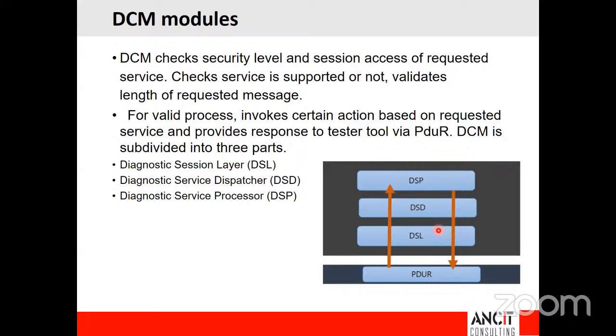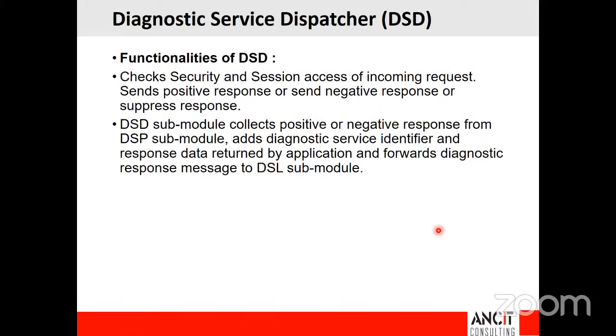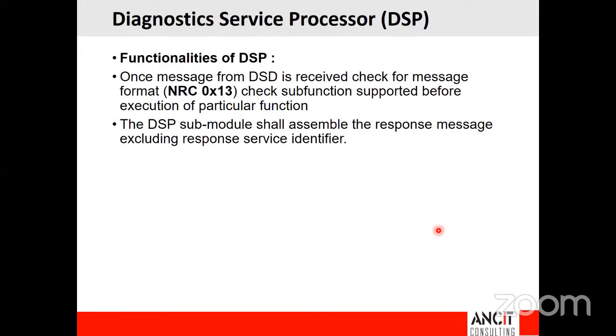Fine. So this is all about the diagnostic service dispatcher. And the last one is the DSP, that is, the diagnostic service processor. Once all these processes have been done, if we receive the message in the DSD, it will check the format of the message. It will check whether the subfunction is supported in the service table. And finally, it will assemble the response all together. Assemble the message, leaving out the response service ID, because the response service ID will be added by the DSD, and then it will be sent down. So this is what happens.